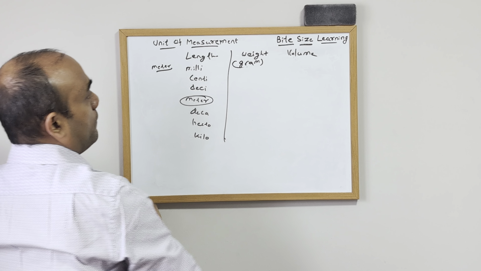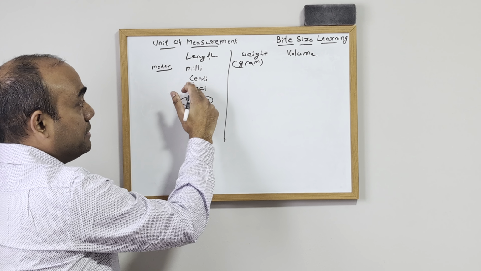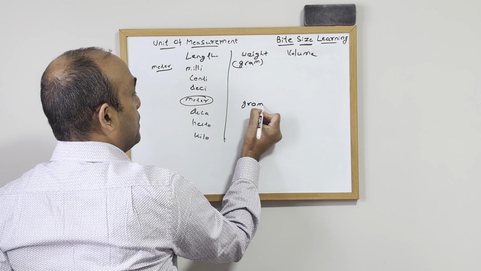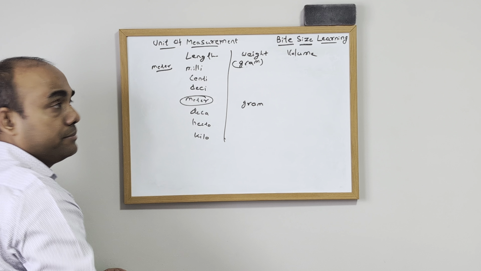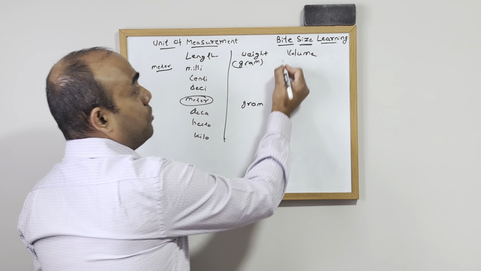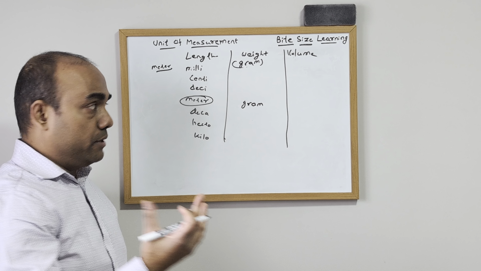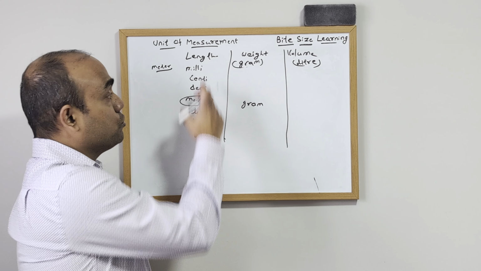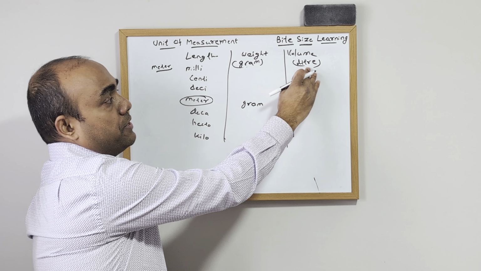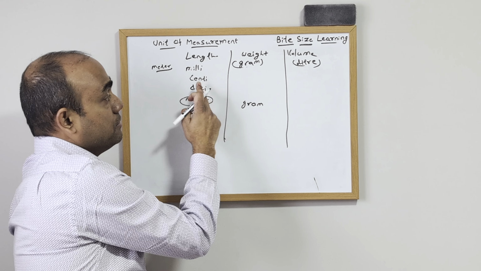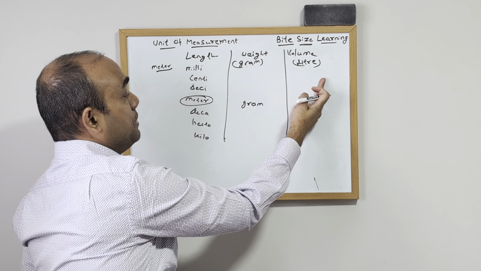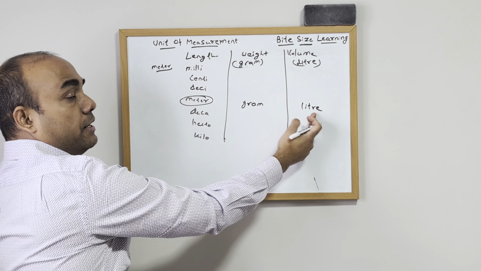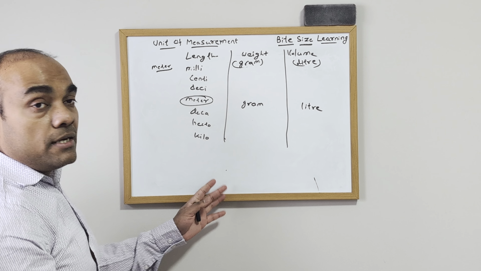Okay, so milligram, centigram, decigram, gram, decagram, hectogram, kilogram, right? So this is about the weight. Now let's say you're talking about the volume, a liquid, right? So you add a liter as a suffix, right? So you use the same prefix and you add the suffix liter. Milliliter, centiliter, deciliter, liter, decaliter, hectoliter, kiloliter. So these are the units of measurement.